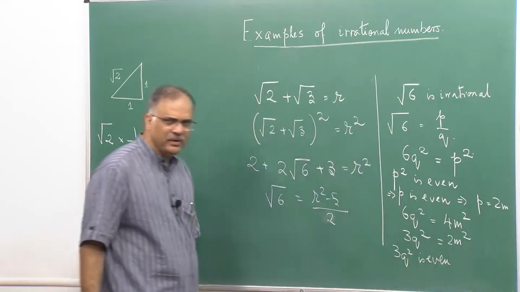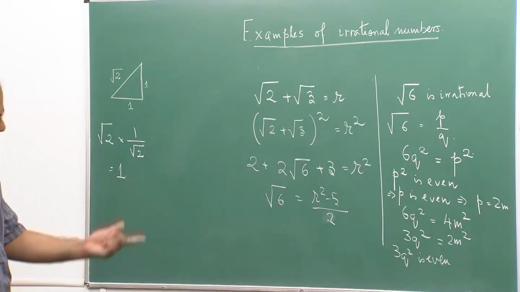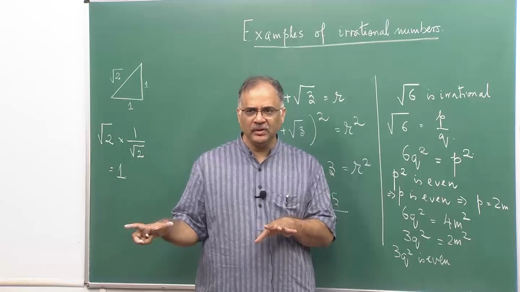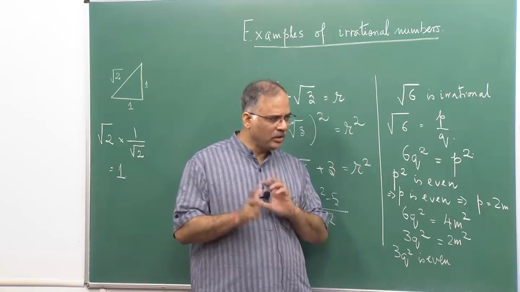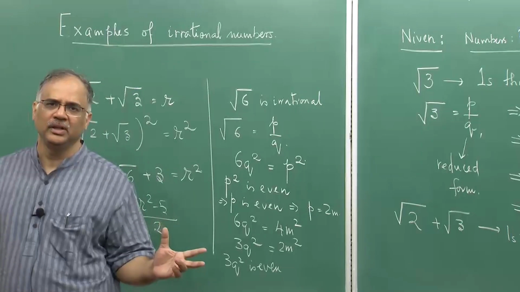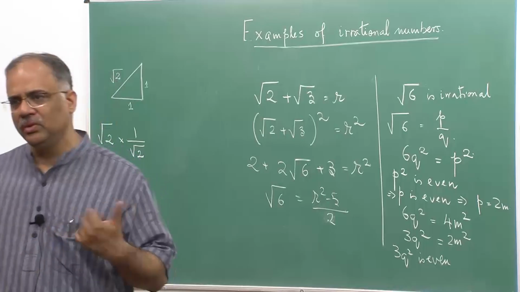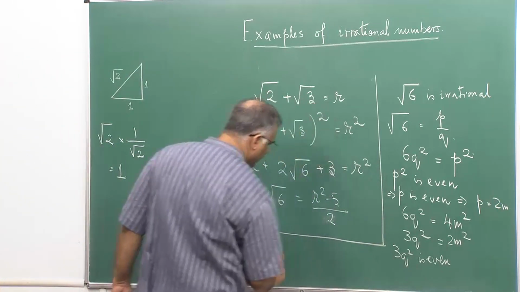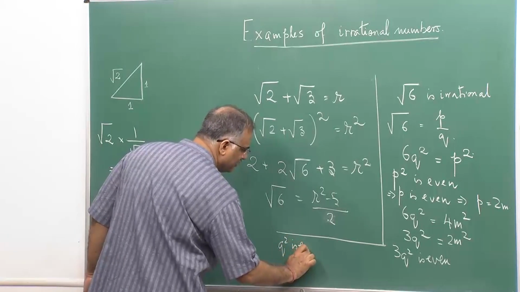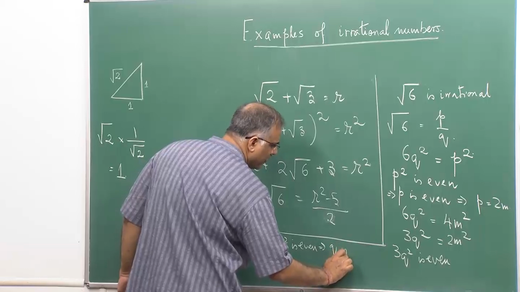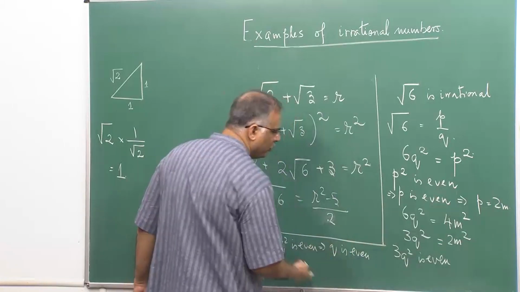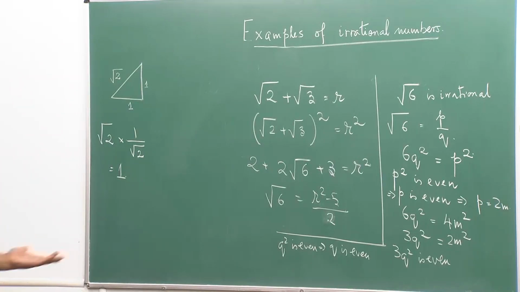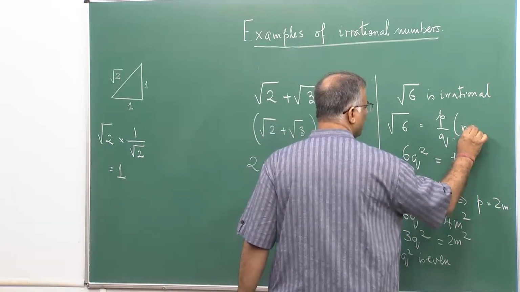Now, if 3q square is even, q square itself must be even because 3 is odd. If you multiply an odd number with an odd number, you would never get an even number. To multiply an odd number with an even number, you will get an even number. So you will immediately have that q square is even, which will imply q is even. So, both p and q being even would have a common factor of 2, which is again a contradiction, because p and q have been chosen in the reduced form.